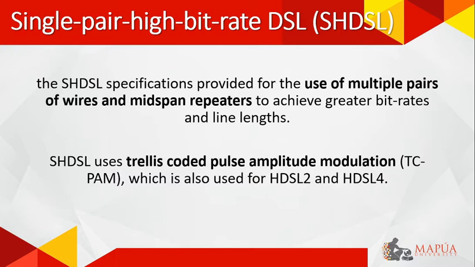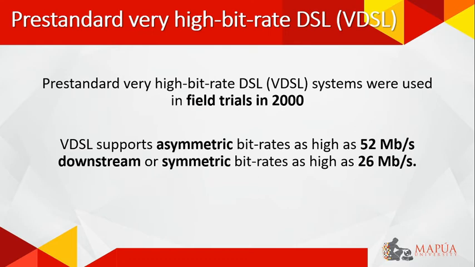SHDSL uses trellis-coded pulse amplitude modulation, which is also used for HDSL2 and HDSL4. The next type of DSL is the Prestandard Very High Bitrate DSL, or VDSL. The Prestandard VDSL systems were used in field trials in 2000. VDSL supports asymmetric bit rates as high as 52 Mbps downstream or symmetric bit rates as high as 26 Mbps.